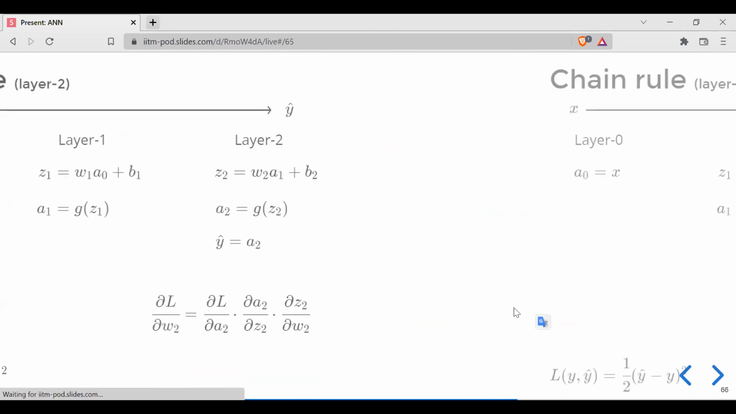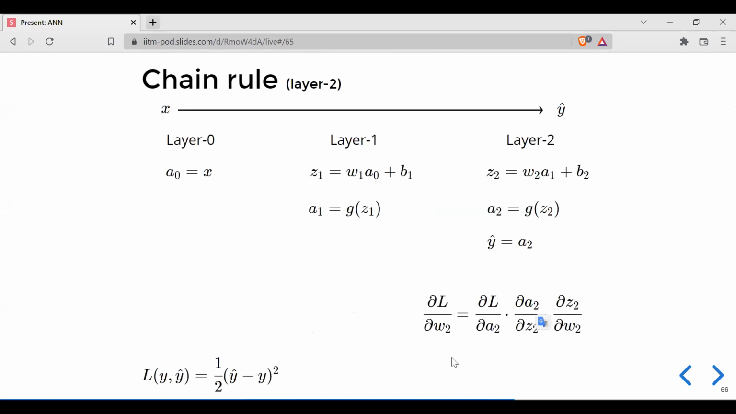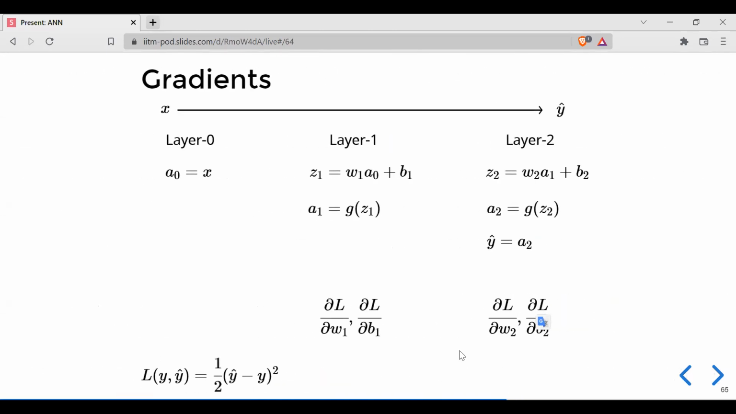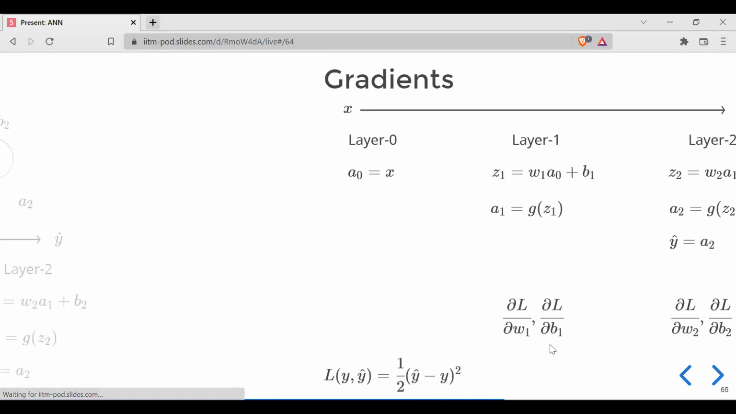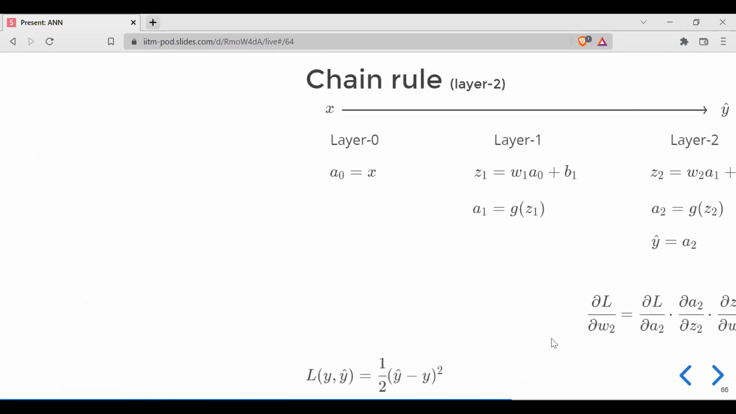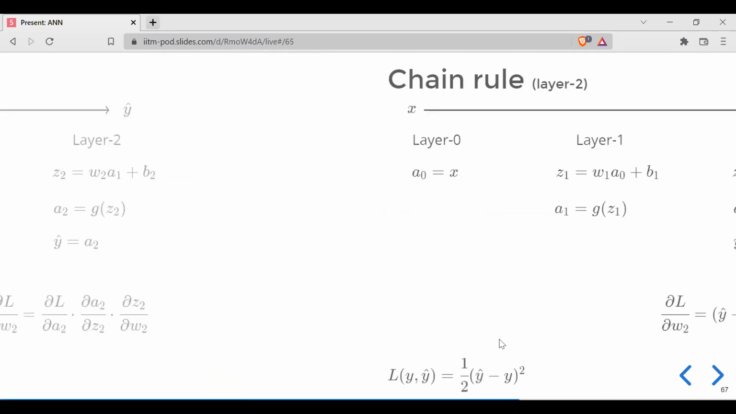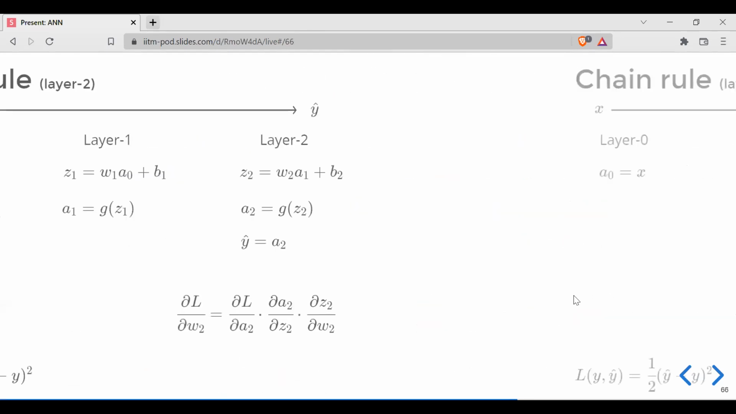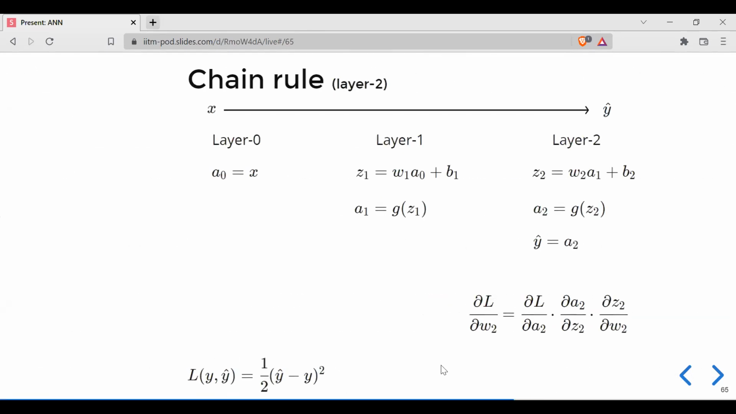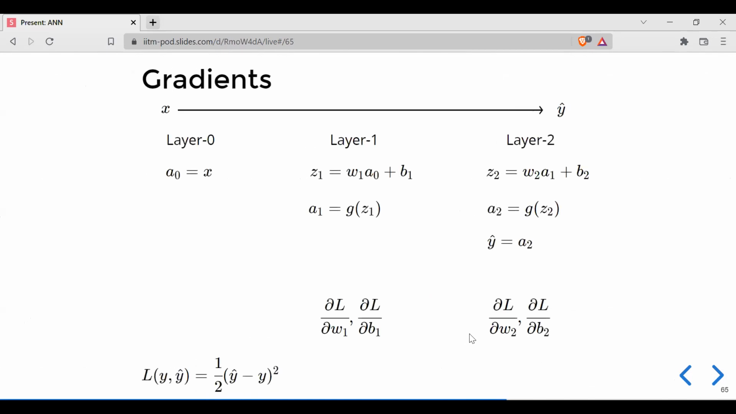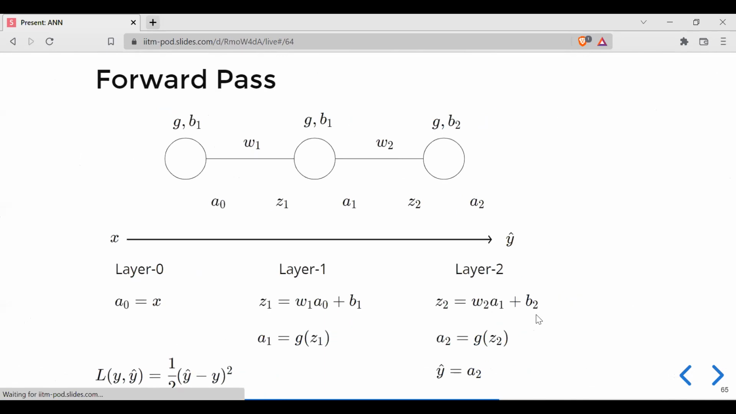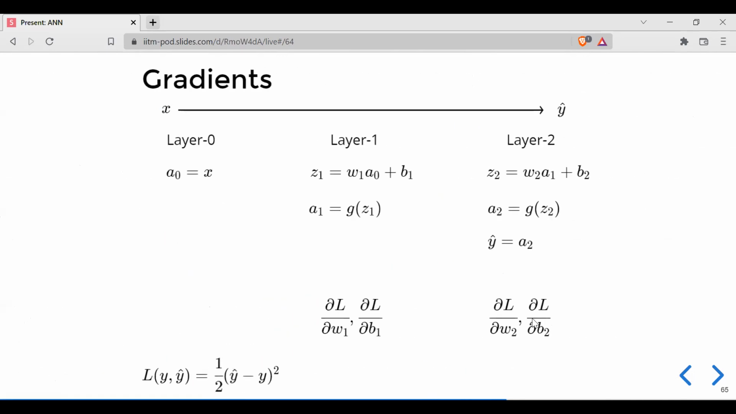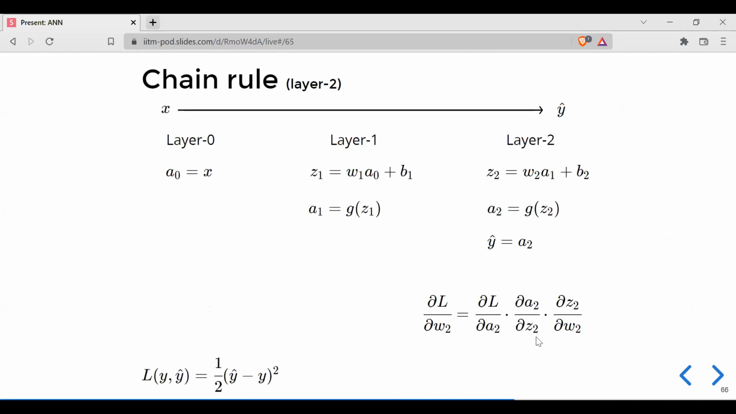And what is del A2 by del Z2? Remember this equation: A2 is G of Z2. So you can write it in another manner, that is G dash of Z2, right? And what is the derivative of Z2 with respect to W2? Remember, Z2 was the linear combination, W2 times A1 plus b. So it is just A1. So that is gonna be your del L by del W2.